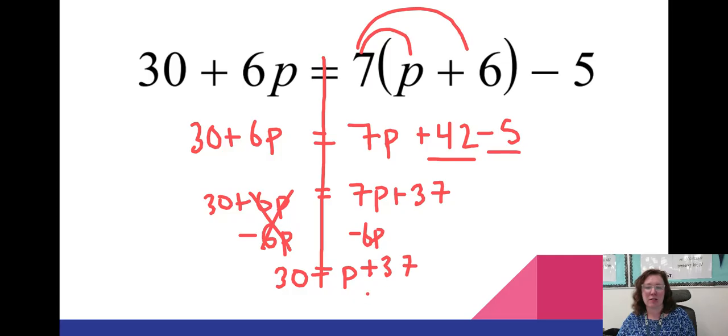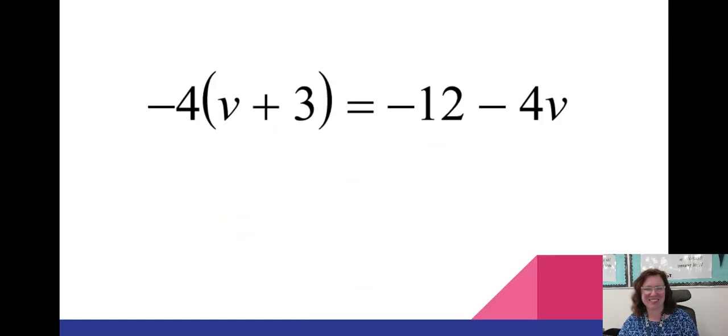Plus 37. Subtract 37 on both sides. And I get that negative 7 equals p. So that's one solution. Okay, we'll make this the last whiteboard question that I show you how to solve.